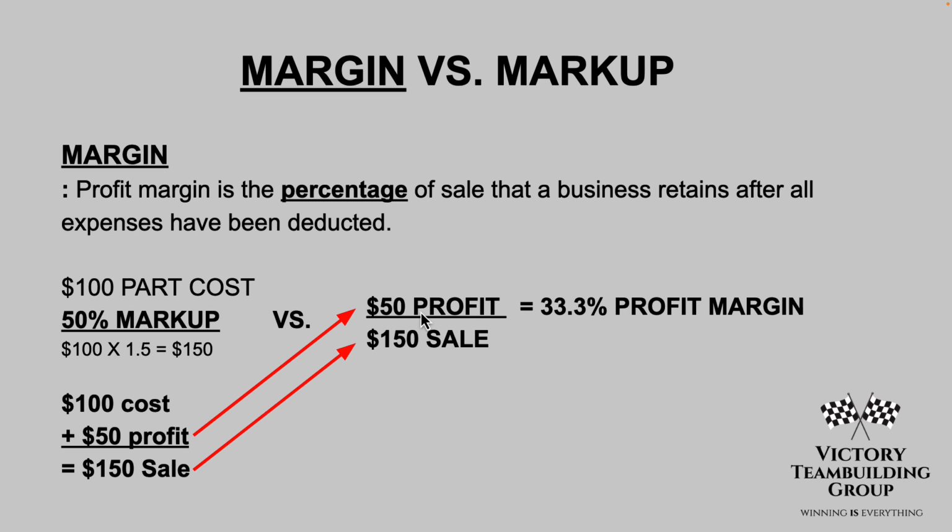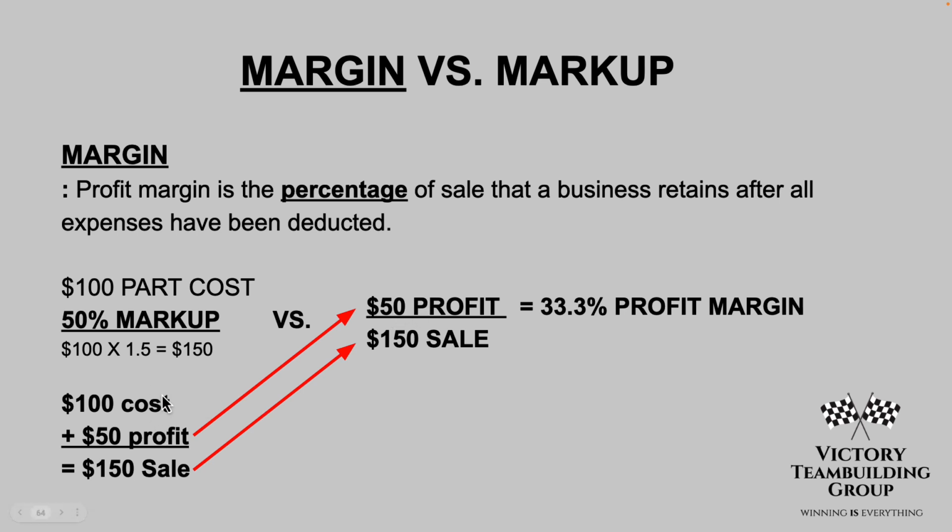Okay? And that's how you get the percentage of gross profit margin. I have another video that defines the difference between gross profit margin, net profit margin, net profit, and gross profit. You can watch that video as well if you haven't already watched that particular video in this series, okay? So we're just talking about profit margin here. The way you get to profit margin is it's profit divided by sale.